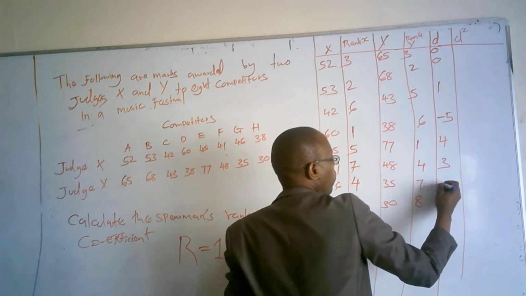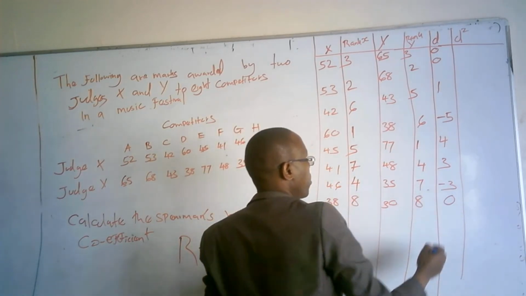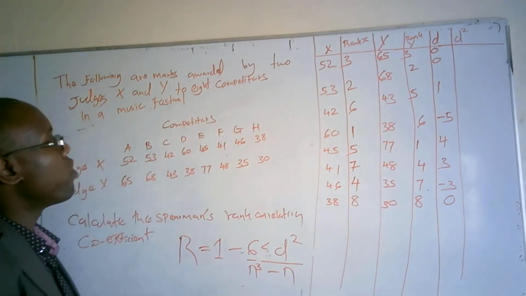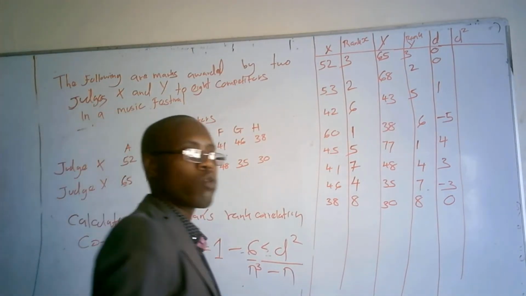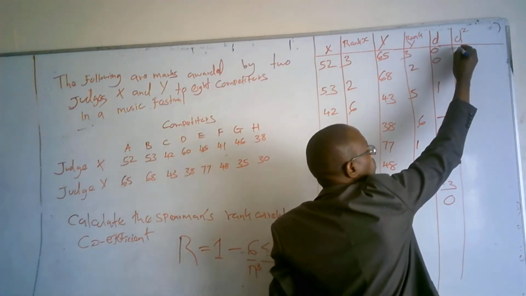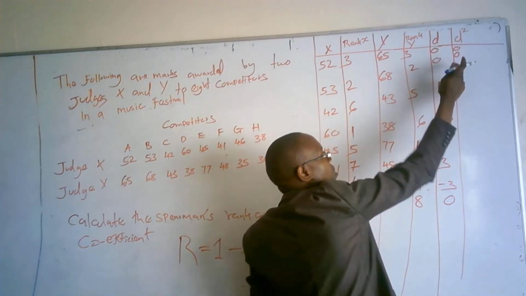7, which will be negative 3. 8 minus 8, which will be 0. So that's what we are going to be able to do there. And then of course we get the d squared, and the d squared is going to be this 0 squared, which will be 0. So this is 0 squared, it will be 0, 0 squared, 0 there.